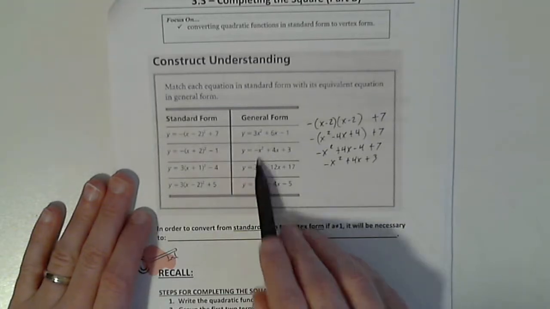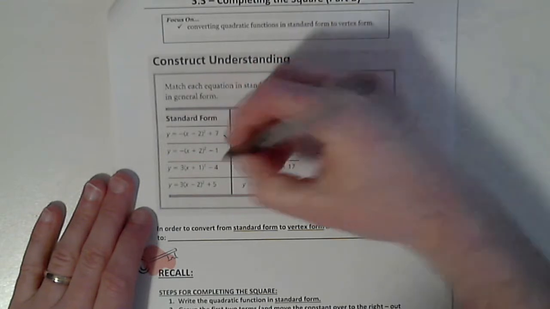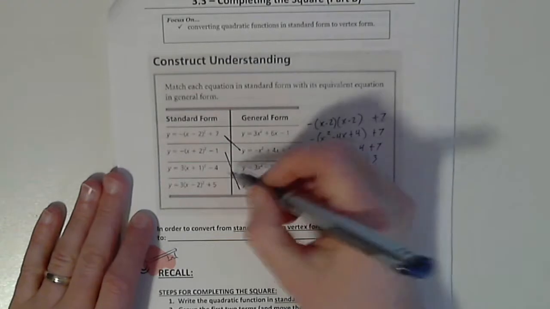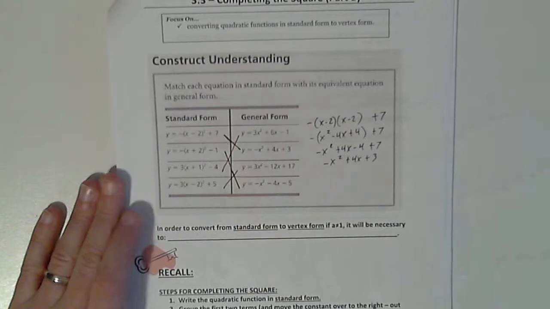So the top one should be this one right here. And our other minus guy is the one down there. The first 3 is the one at the top. The second 3 is that second to last one.